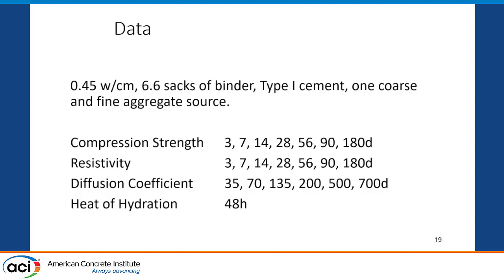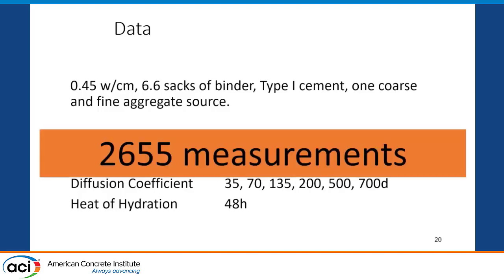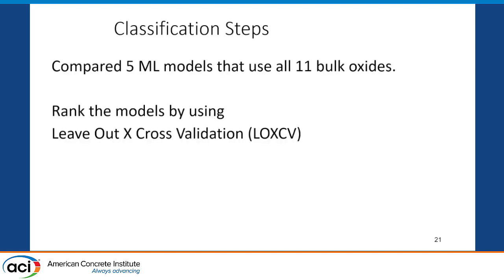Lots of compressive strength, lots of resistivity, lots of diffusion coefficient, lots of heat of hydration. That's 2,655 measurements. That's a lot of data going into this model. And we're going to compare 5 different machine learning models, and we're going to use all 11 bulk oxides, and we're going to use something called a leave one out cross-validation.